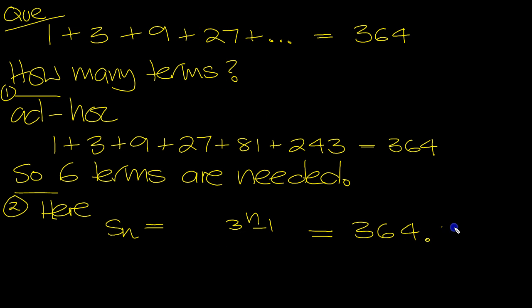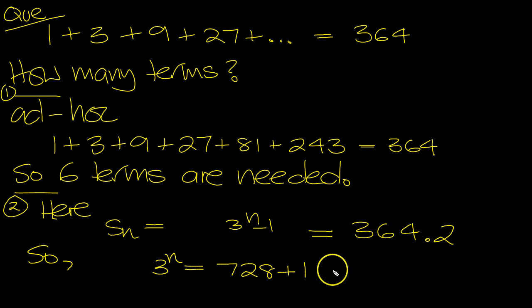Of course you'd write this over several lines, wouldn't you? And then we can move the 1 across the equals. So 3 to the n is equal to 364 times 2, which is 728. And then move the 1 over, so add 1 to both sides in effect. So that's 729.